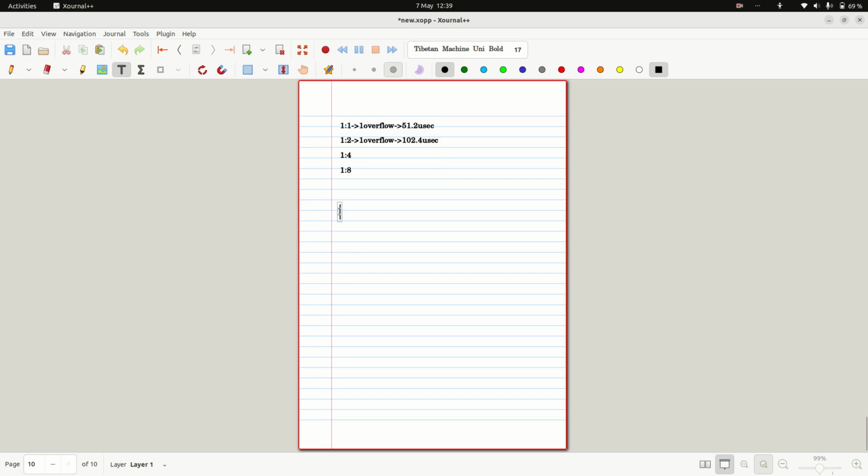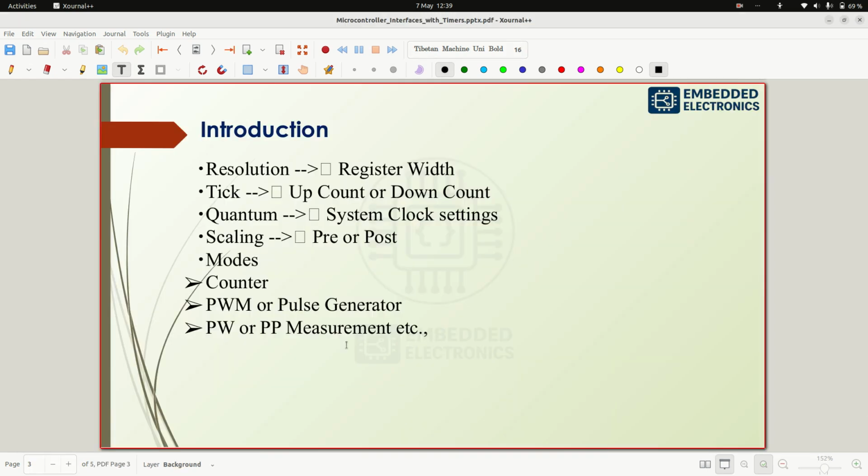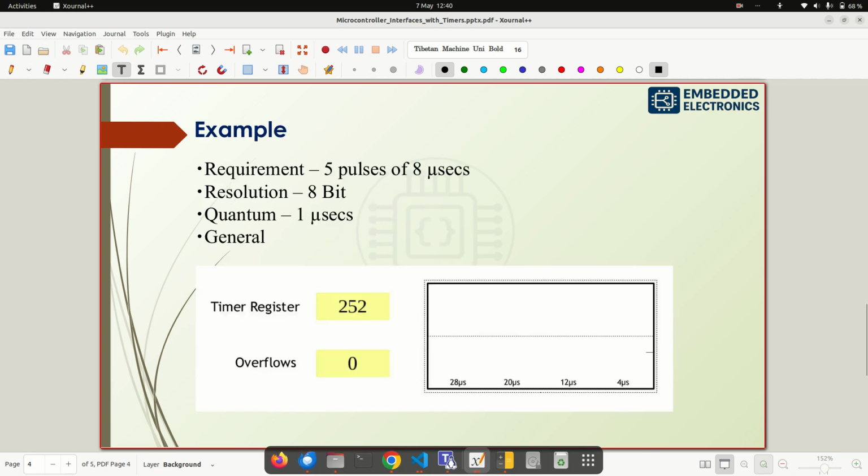Let's discuss modes. So what are modes? After every instruction cycle, the timer is ticking. If we want to tick after an event, we can configure the timer as a counter or PWM, pulse generator. You can also use the timer to measure pulse width, PW measurement. So this is what modes are. And next is the example.